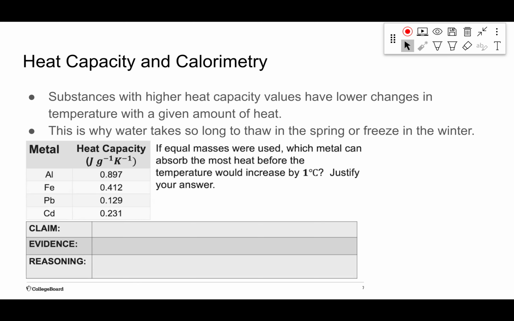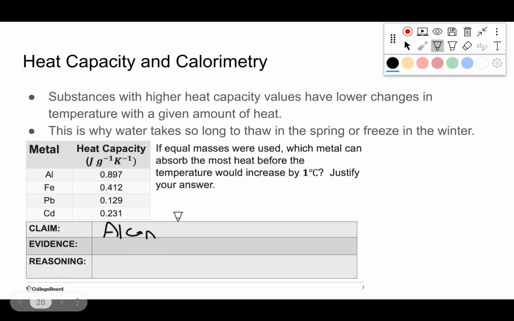So the one that can absorb the most before a temperature change, you can also word that as which one is going to be the hardest to change the temperature, which one's going to require the most energy. And so we're going to do this one in a claim, evidence, reasoning style. And so if I come down here, my claim is aluminum can absorb the most heat.